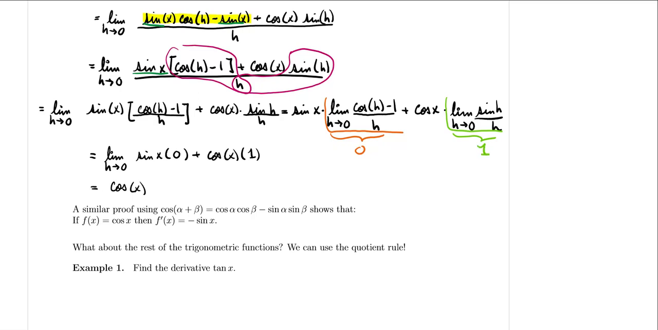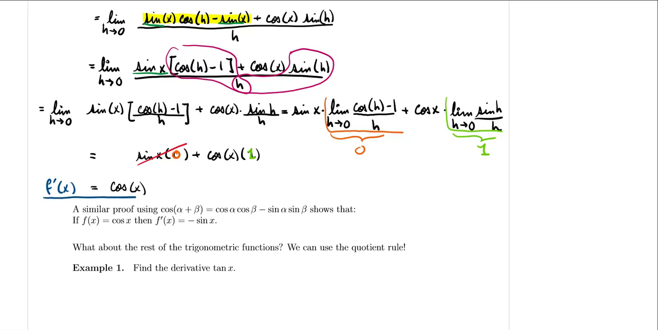Now that we've evaluated the limits, what are we left with? There we go. We then have the sine of x times 0 plus the cosine of x times 1. Well, if we're multiplying the sine of x times 0, well, that's gone. And we're just left with a cosine of x. So it turns out that indeed, if you started off with f of x as the sine function, then f prime of x is equal to the cosine function.